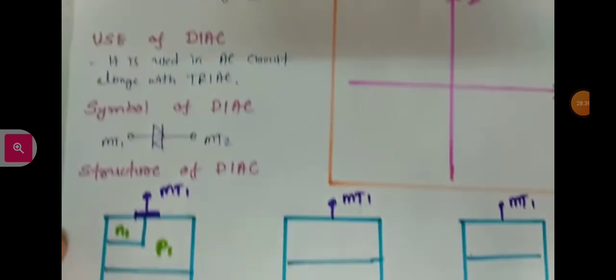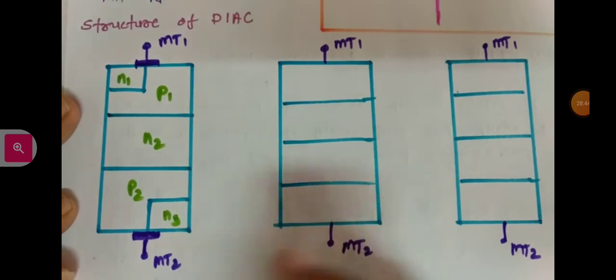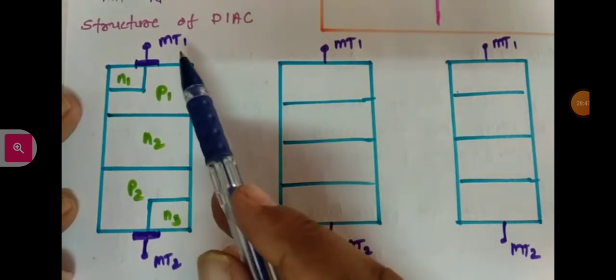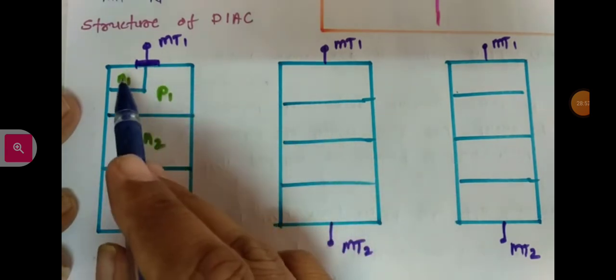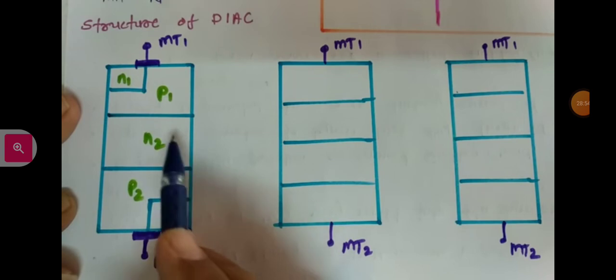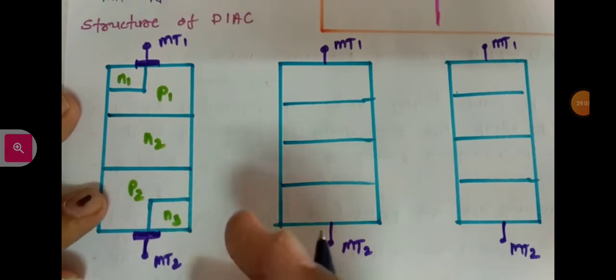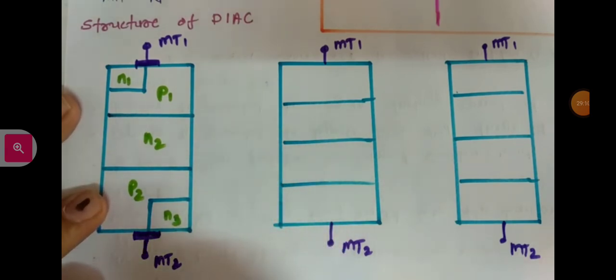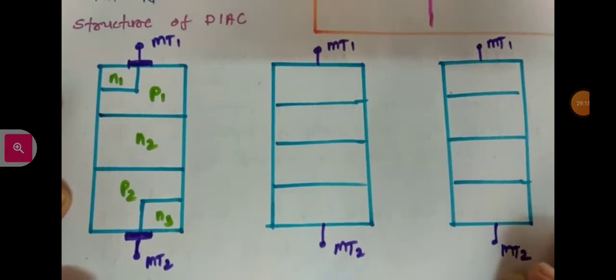And next is the structure of diac. Here one can clearly see the basic structure of diac, which has two terminals, MT1 and MT2. MT1 is connected with the N1 and P1 layers, and then there is a junction, and then MT2 is connected with the P2 and N3 layers. So multiple layers are there in this diac, and based on the biasing of the MT1 and MT2 terminals, layers get activated and it functions.